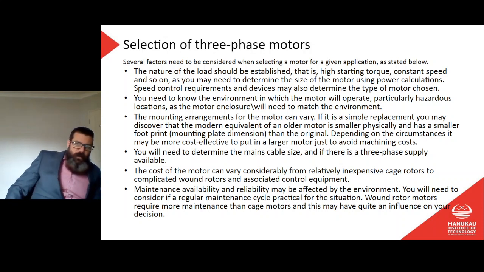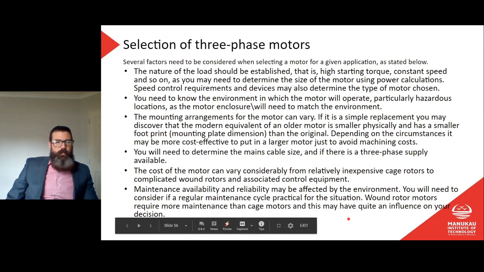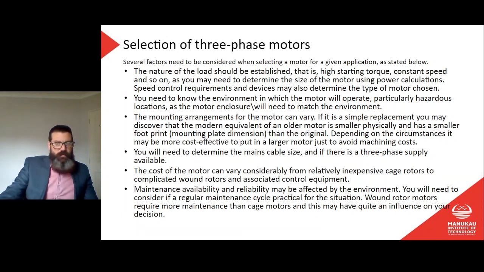The cost of the motor can vary considerably from relatively inexpensive cage rotors to complicated wound rotors and associated control equipment. Maintenance availability and reliability may be affected by the environment. You will need to consider if a regular maintenance cycle is practical for the situation. Wound rotor motors require more maintenance than cage motors, and this may have quite an influence on your decision. So we're just saying there, if we're going to use a wound rotor motor, then we really need to make sure that that's what we want, that's what we need, because it's probably going to cost more in the long run.